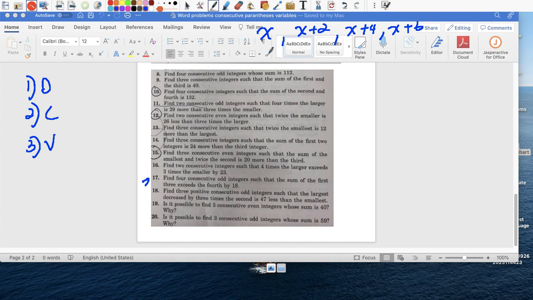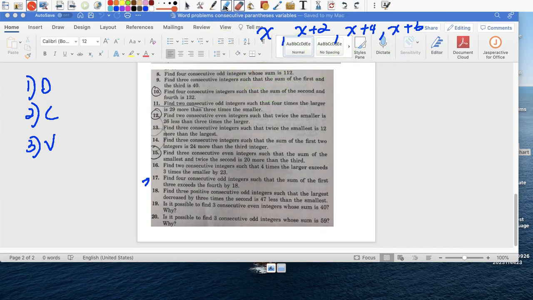So if you think about it, if the first number was 5, the following odd integer after 5 would be what? 5 plus 2, which gives me 7. The third integer would be 5 plus 4, which gives me 9. And the fourth consecutive odd integer would be 5 plus 6, which gives me 11. Right?